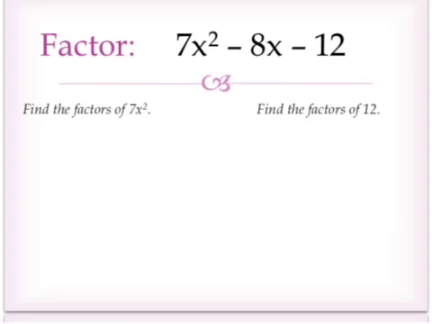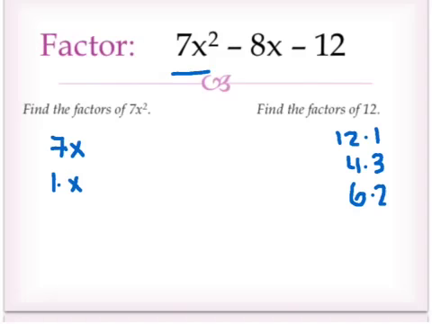Alright, so another example. I have 7x squared minus 8x minus 12. So I need the factors of 7x squared. Well, that's just going to be 7x times x. Okay, because remember, 7's prime, so its only factors are 7 and 1. Alright, but what about 12? See, this is where it gets a little bit more difficult because there's many factors of 12. Alright, I have 12 times 1, I have 4 times 3, and I have 6 times 2. So I have a lot of different scenarios to check here. So I'm going to draw my binomials.